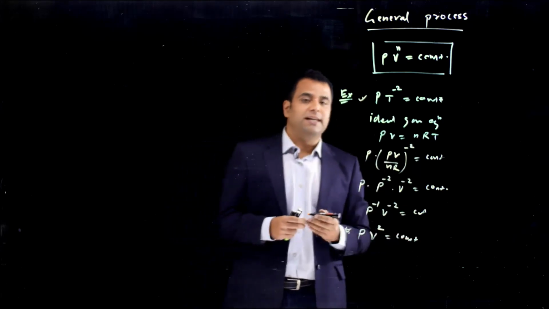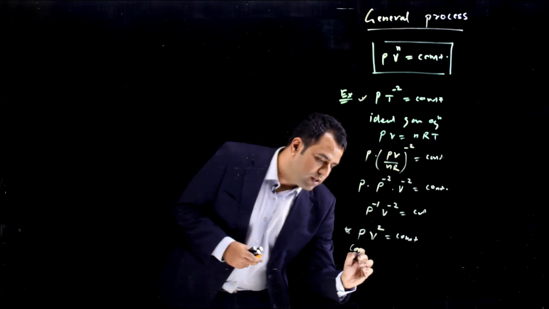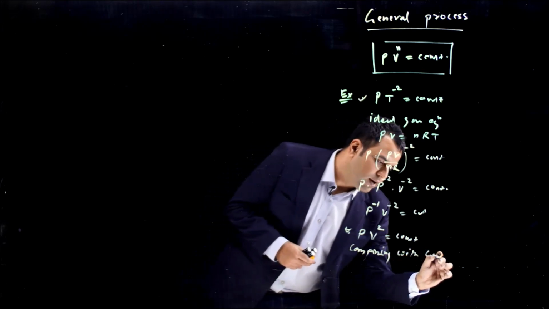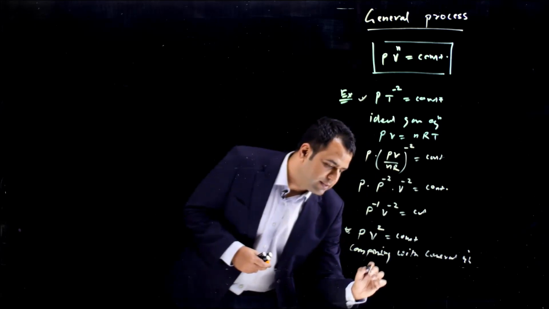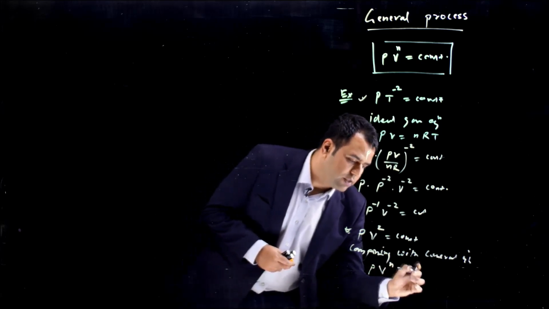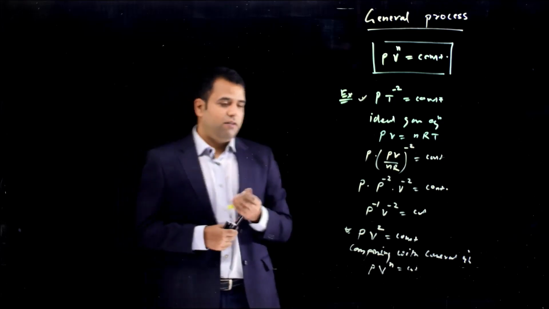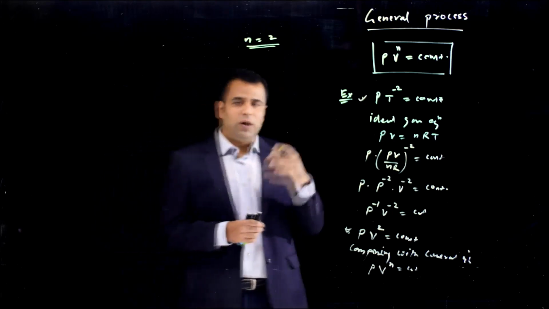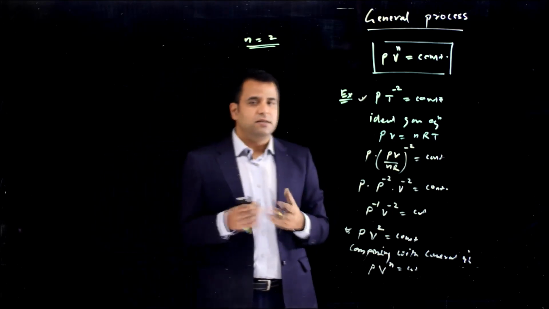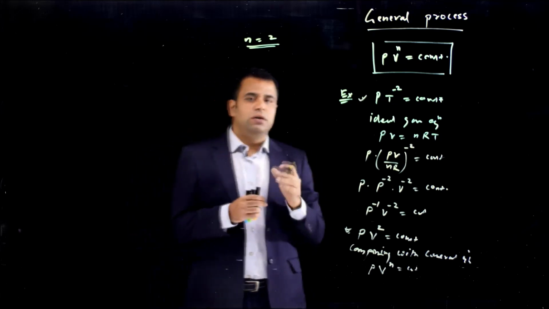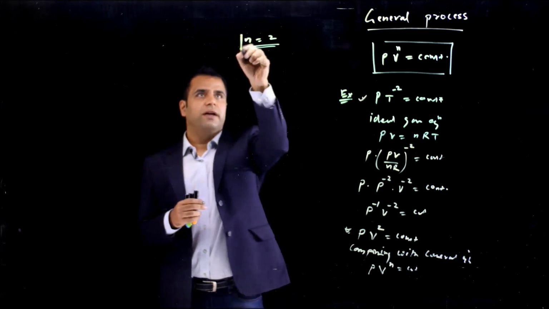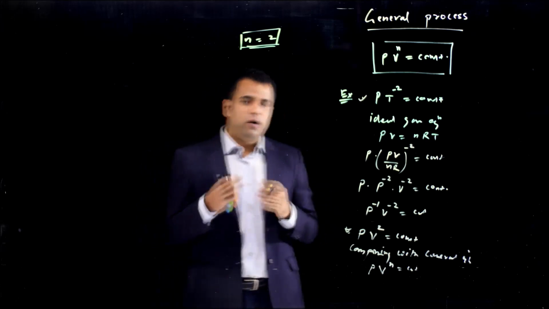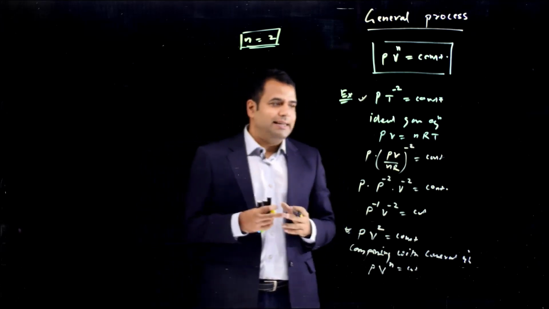So if I compare this with my general equation which says PV to the power n is constant, we'll have the value of n as 2. So whatever equation we'll be having for work done and the heat, wherever the n will be coming, in those formulas, I'll replace the value of n by 2. And the moment I replace the value of this n, we'll have the ready-made formulas for work done by the gas, for the heat given to the gas, for this process.